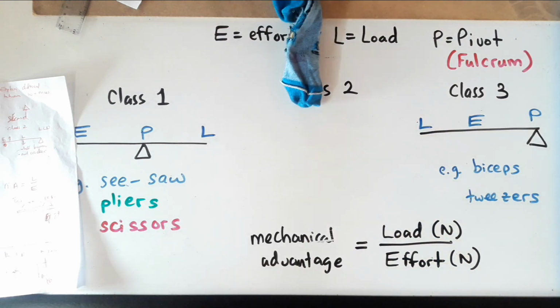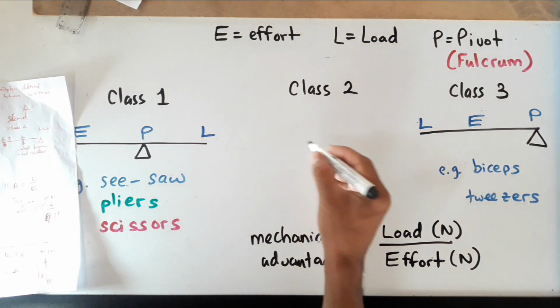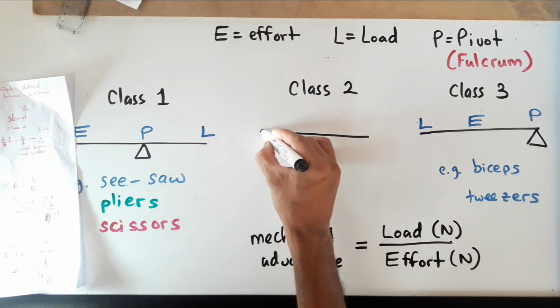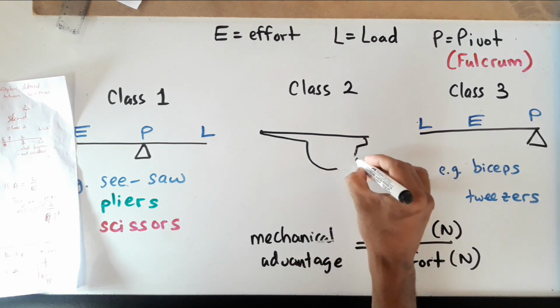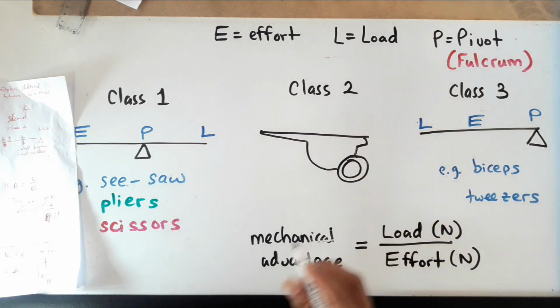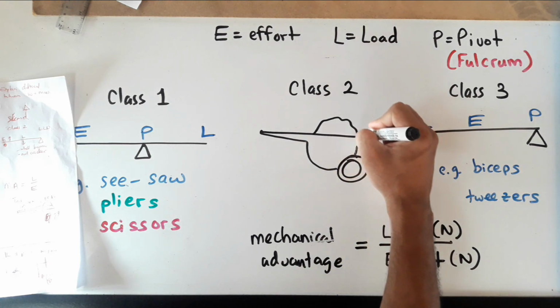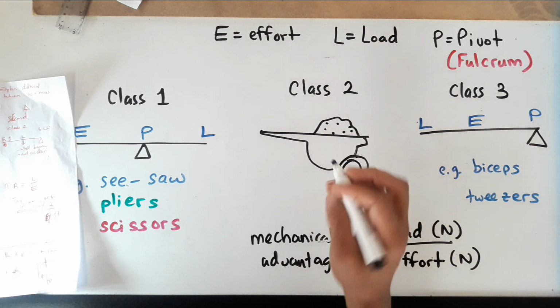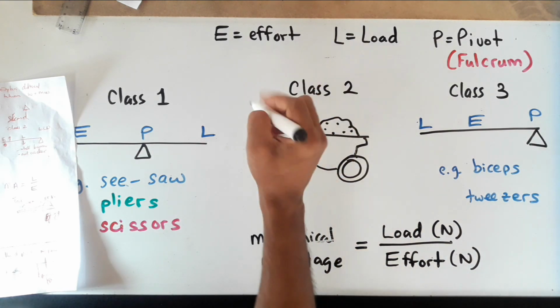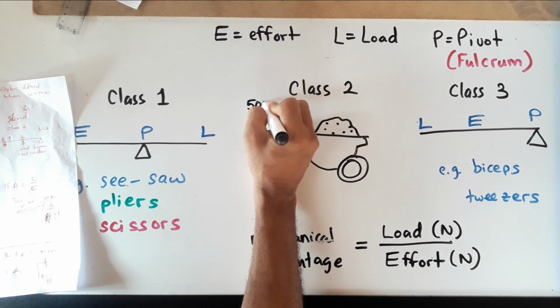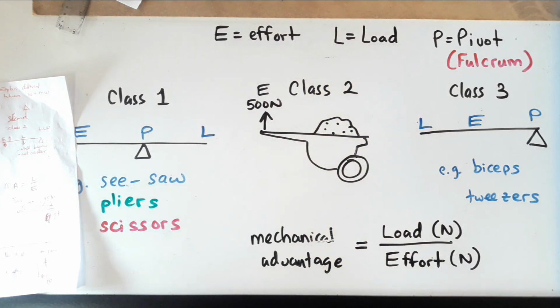So it deals with the class 2. Remember, a wheelbarrow is a type of class 2. So let's say we have a wheelbarrow here, right? Try my best to draw this little wheelbarrow here. So you have a wheelbarrow and we have some sand in it, right? So that's a little sand there. Obviously, for you to lift this, you're going to lift on this side. So let's say you apply an effort of 500 newtons.